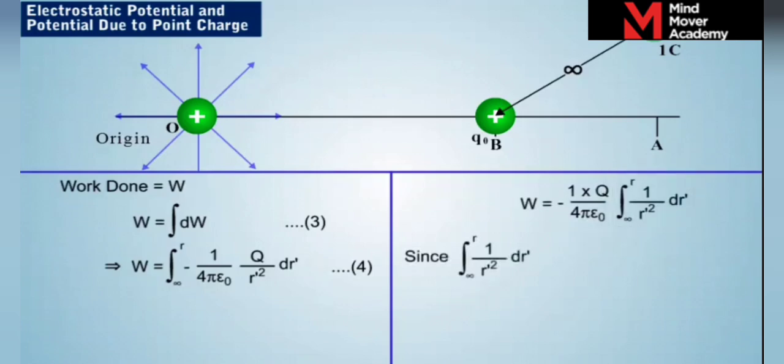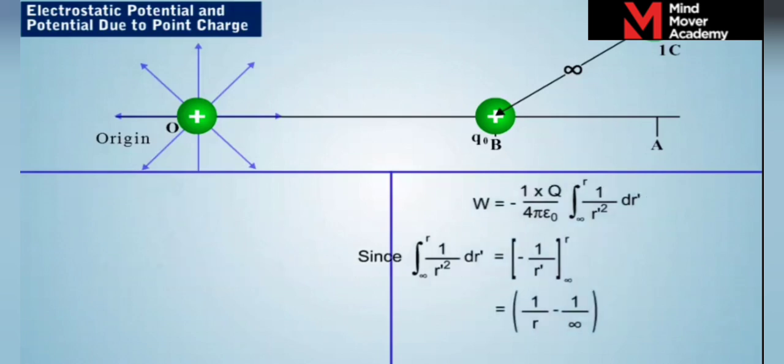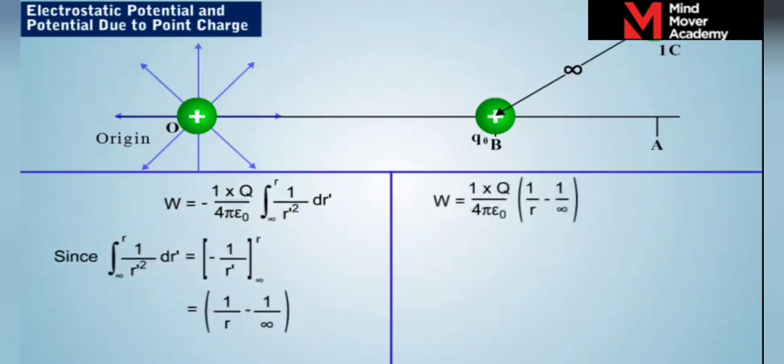we have integral 1 by r dash square dr dash in the limits infinity to r is equal to minus 1 by r dash in the limits infinity to r, which is equal to 1 by r minus 1 by infinity. On further simplifying, we get W is equal to 1 by 4 pi epsilon naught Q by r. Let us label it as equation 5.